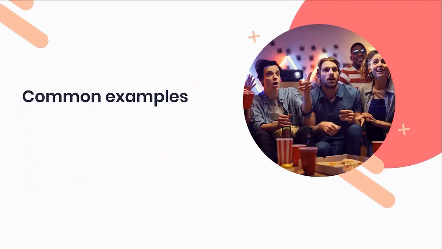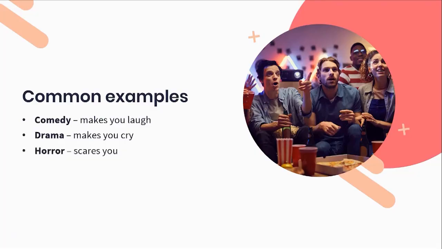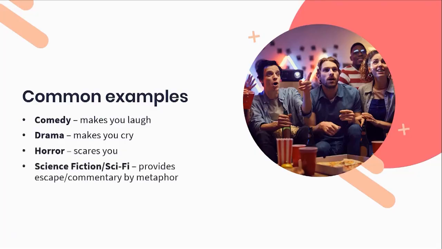Now, let's look at some common examples of genre, ones with which you will already be familiar. Firstly, there's comedy, and it's designed broadly to make you laugh. Then there's drama, which again broadly is designed to make you cry. Then there's horror, which of course scares you. And then there's science fiction or sci-fi that provides either escape or commentary by metaphor. But we will be getting into all these deeper mechanics, as I said, in Module 2.